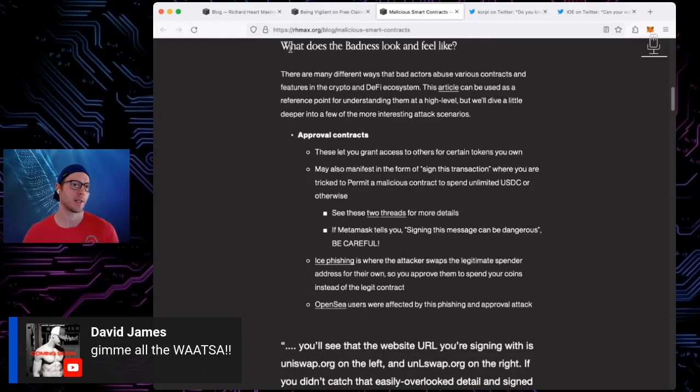Part of the blog talks about what badness looks and feels like. So this is how you identify these types of malicious contracts. The approval contracts, I put under this because I'm not sure if it fit anywhere else. It could be a prompt from MetaMask where you go to a website and it says, sign this transaction.